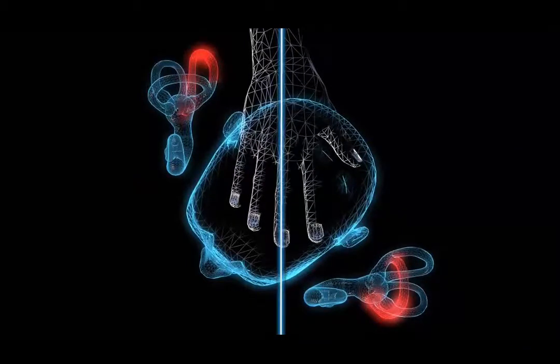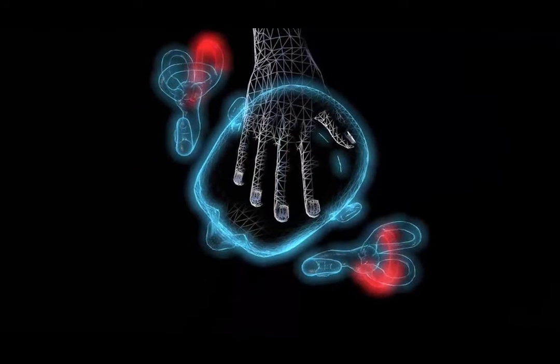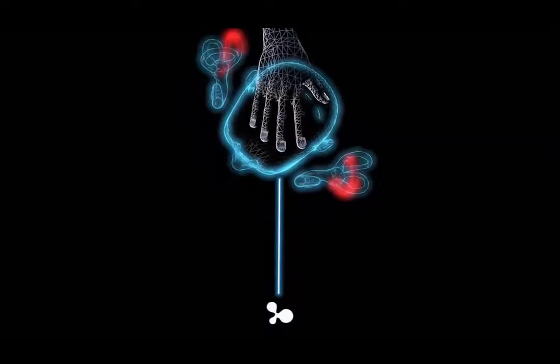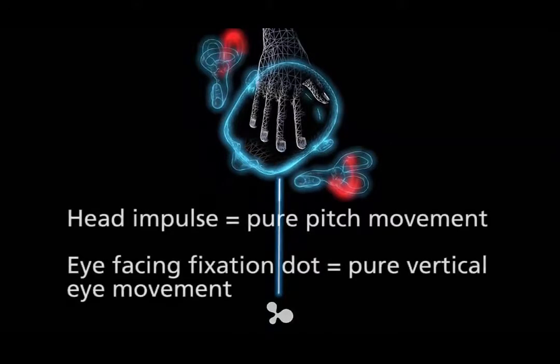Now, even though we're moving the head to the right 35 to 45 degrees, we have the patient look back at the fixation dot and not towards their nose. And the reason we do that is because then the eye movement is pure vertical and not a combination of vertical and torsional eye movement.